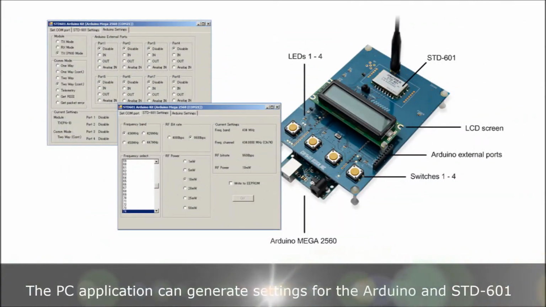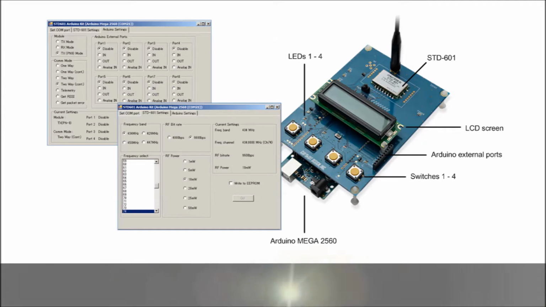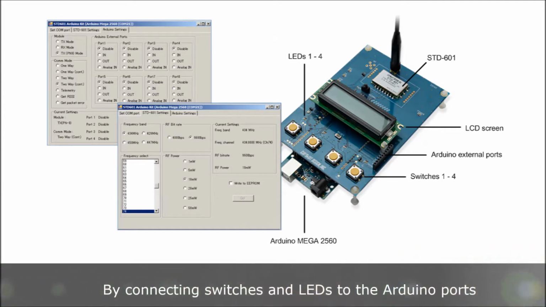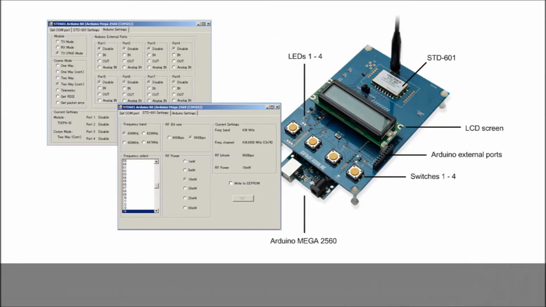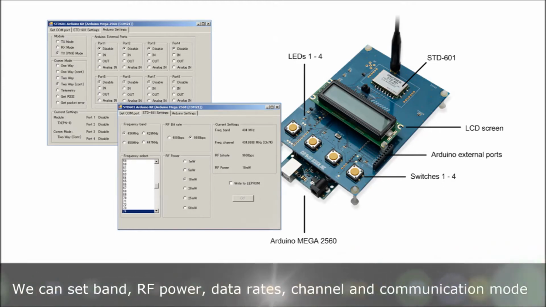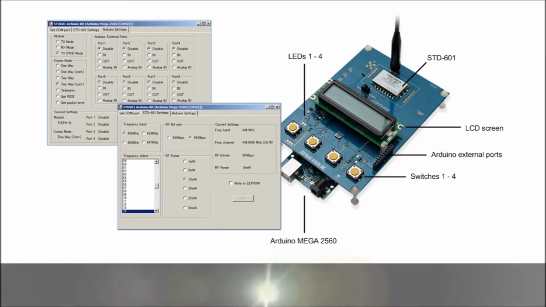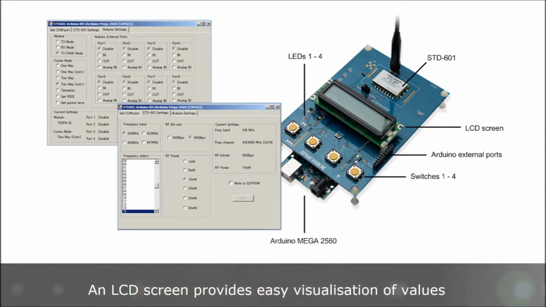the PC application can generate settings for the Arduino and STD-601 by connecting switches and LEDs to the Arduino ports. We can transmit and receive switch data and analog data. You can set band, RF power, data rates, channel and communication mode. An LCD screen provides easy visualization of values.